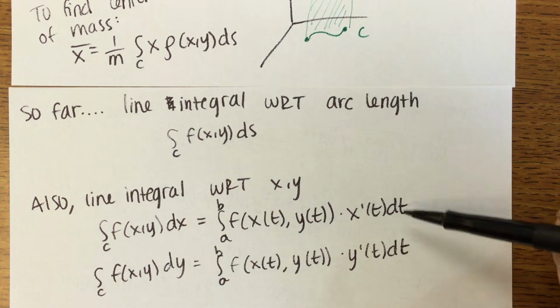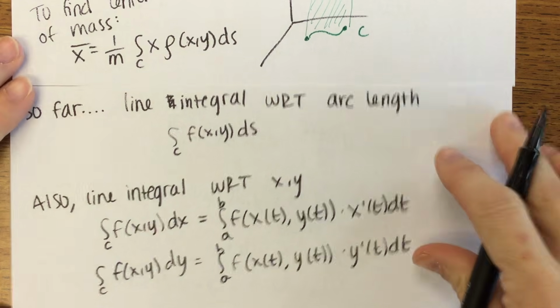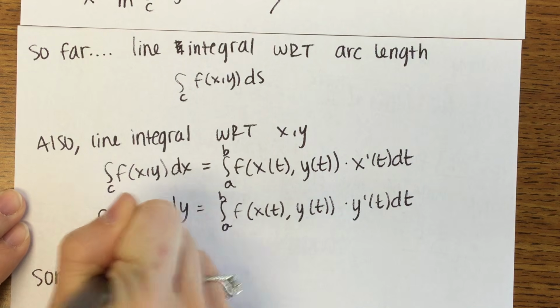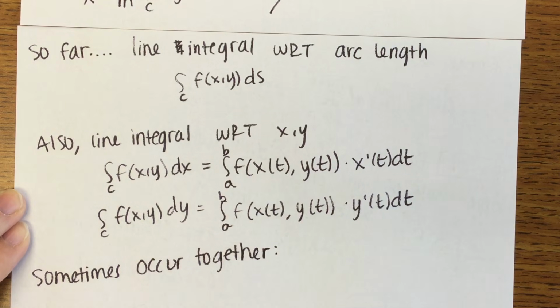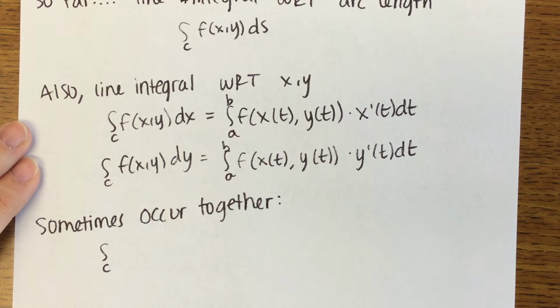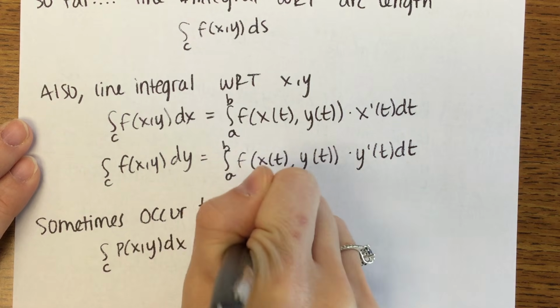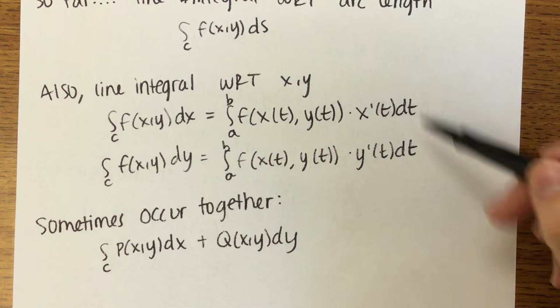Okay, this is a case where orientation matters. dx, dy, you need to parameterize the curve correctly. Even more fun than that, oftentimes these will occur together. So it's very common to see something like the following: the line integral over the curve C of P(x,y) dx plus Q(x,y) dy. In which case you're going to do exactly what it says above. You're just going to have to do both of them.